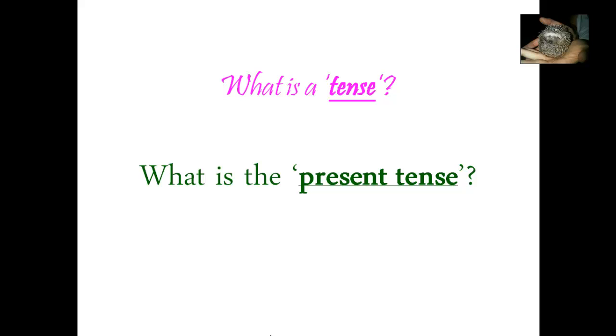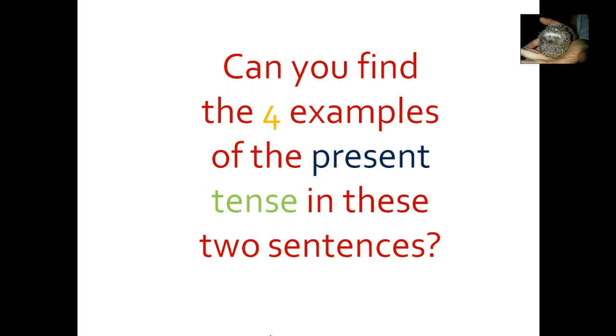This might be a good time to pause the video so you can have a think. Okay, a tense simply describes the time when something takes place. It only affects verbs, and the present tense obviously refers to things that are taking place now. Nice and easy.